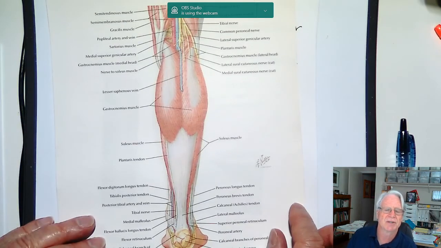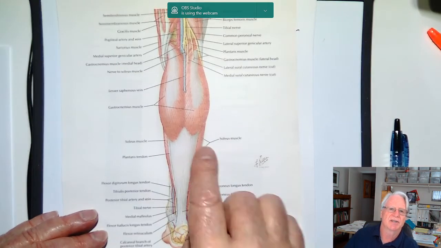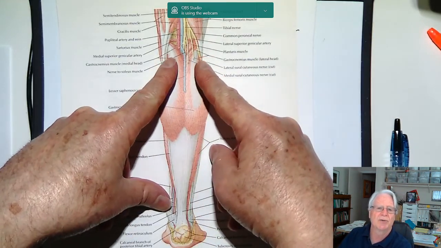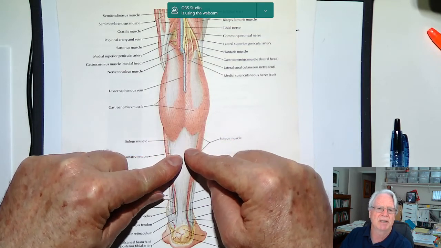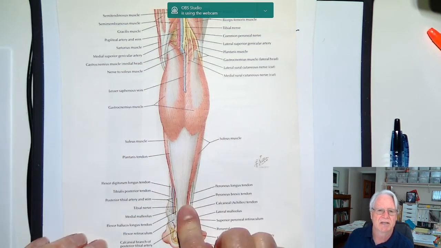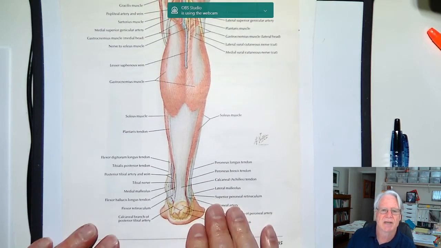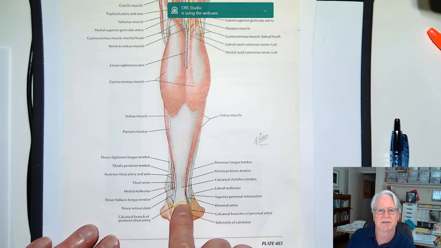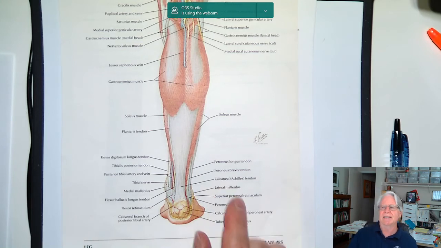Looks like two muscles. But in fact, it is a single muscle head, but it has two heads of origin. And then here's our big tendon. That's the calcaneal tendon. And there it is inserting onto the heel of the foot. Also called the Achilles tendon.